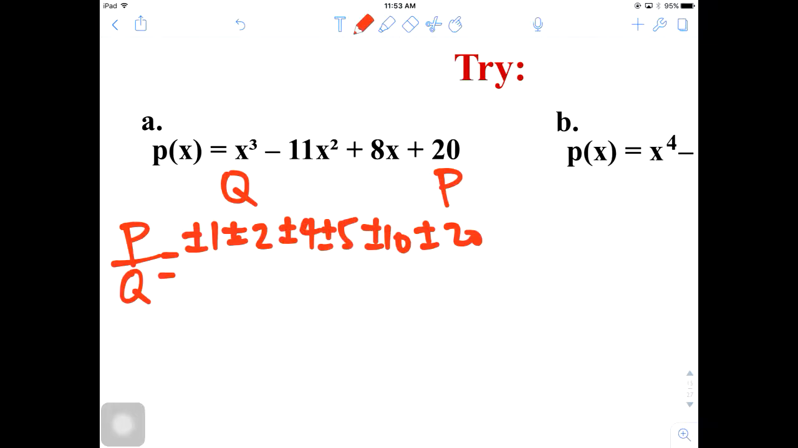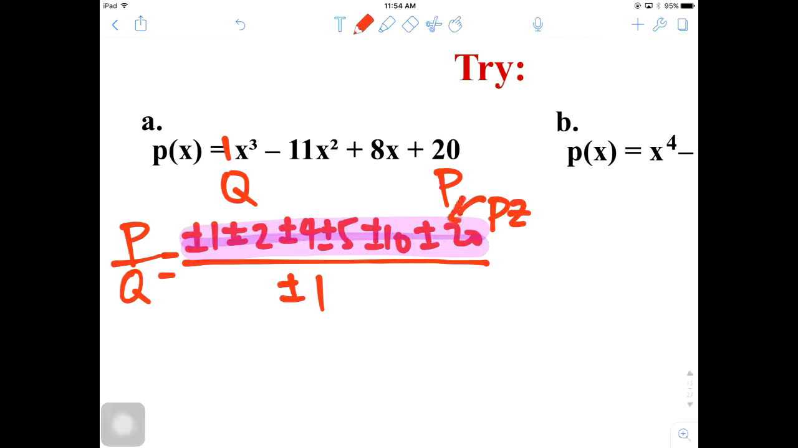So there's a total of 6 times 2, which is 12 factors of P. And then Q, the coefficient of the highest degree, is 1 as well. So we're going to be just dividing by plus or minus 1, which just gives us the top list as the complete list of possible zeros. So there is our PZ. The possible zeros are this list right here.